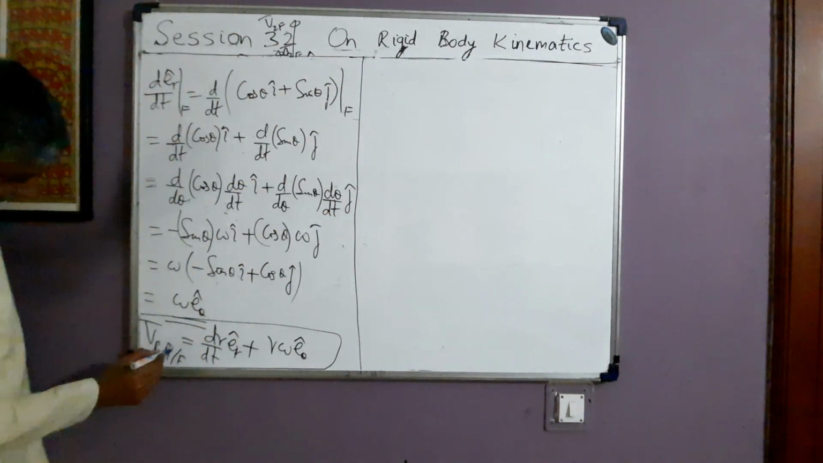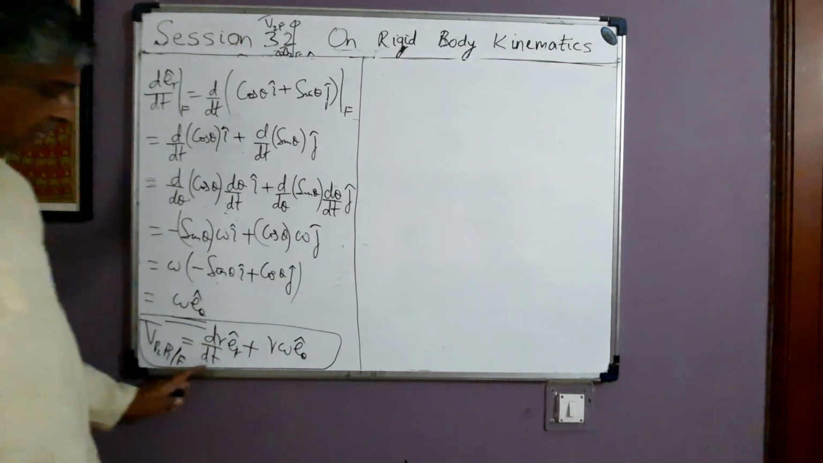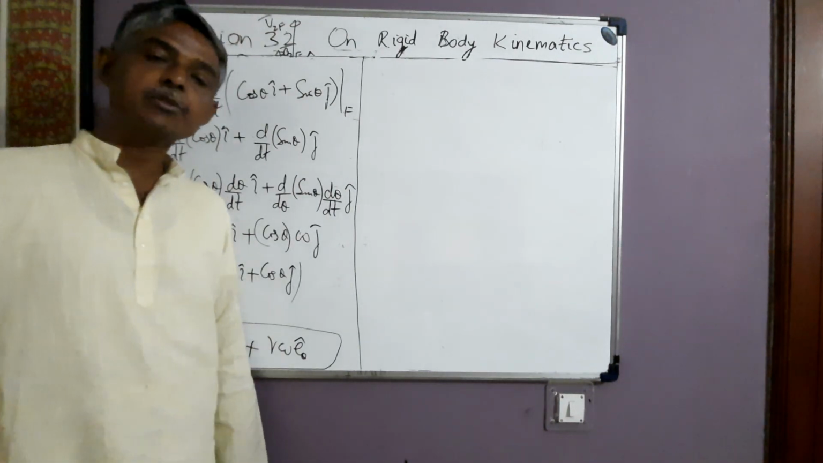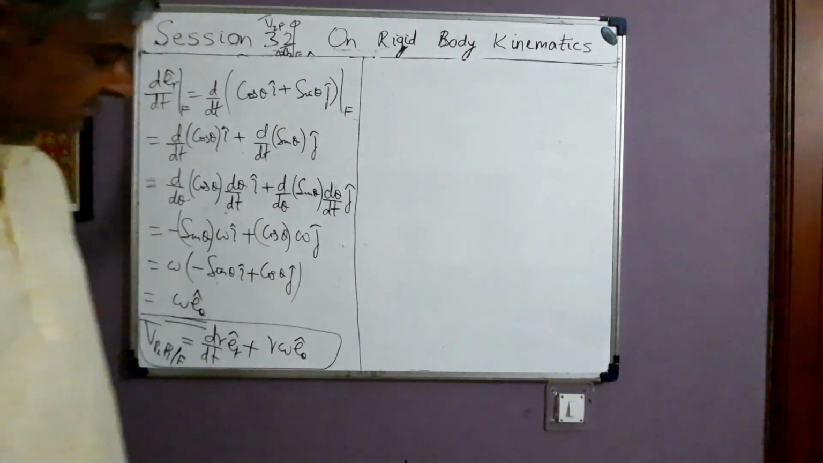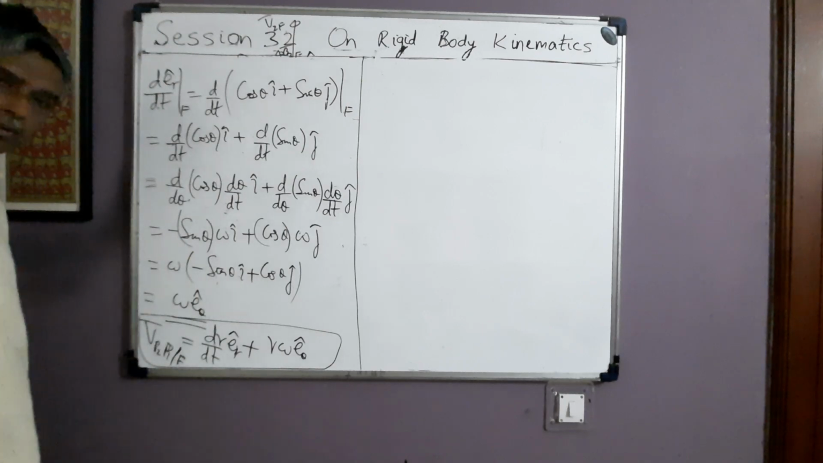So Vp2 P1F in frame F becomes this much. This is the cylindrical coordinate representation of relative velocity between two moving points in frame F for the case when the 2 points are confined to move in the same plane, as seen from frame F. Okay, fine.